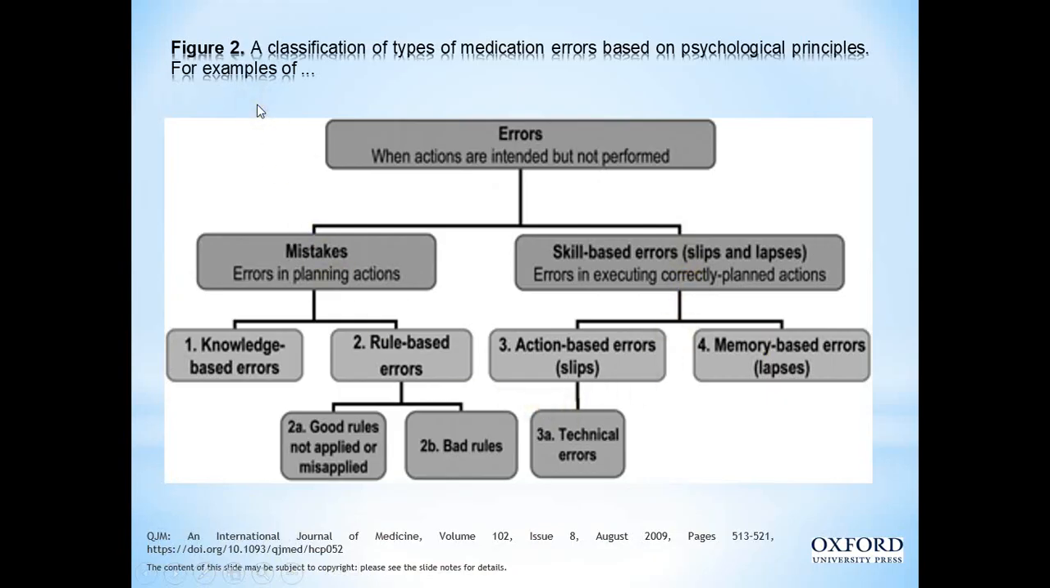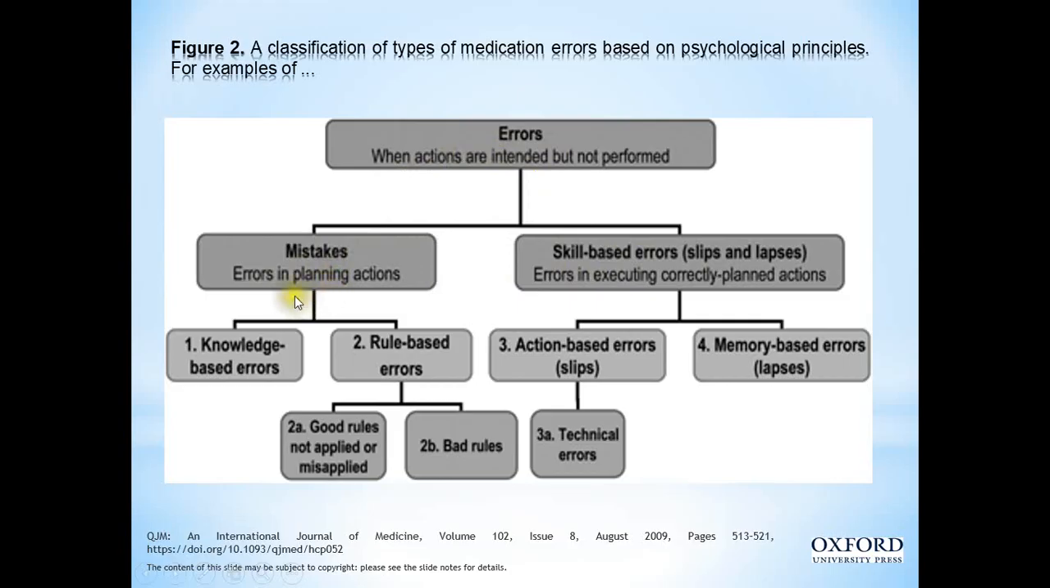In this figure, classification of types of medication error based on psychological principles. For example, what are the psychological principles? Errors. What are the errors? When actions are intended but not performed. Basically the mistakes, basically the errors in the intended actions but not performed. And there is some sort of classification. This classification is: errors are mistakes, and errors are skill based errors, which include slips and lapses.